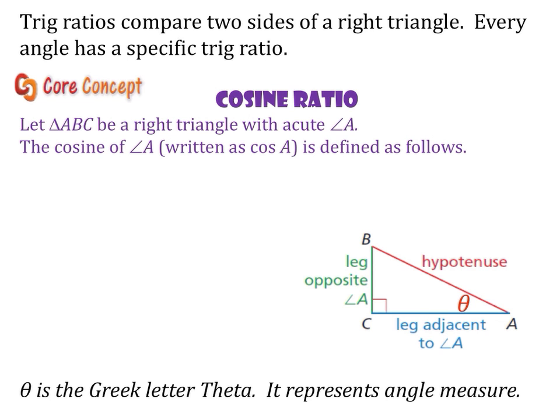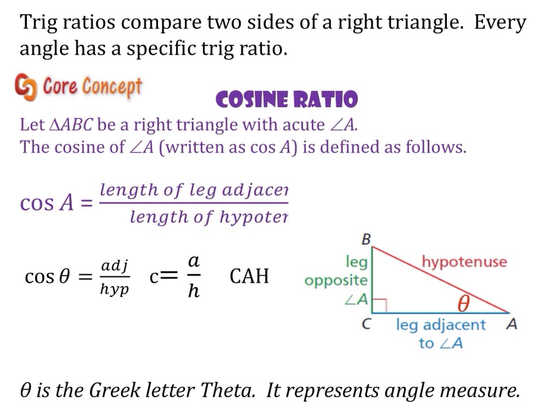Next we have our cosine ratio. Again, right triangle with the acute angle A. This time cosine of angle A is defined as follows. It's the length of leg adjacent to angle A, which is going to be AC, divided by the length of the hypotenuse, which is AB. Shortened down to cosine of theta equals adjacent over hypotenuse. So here's part of our mnemonic, CAH.